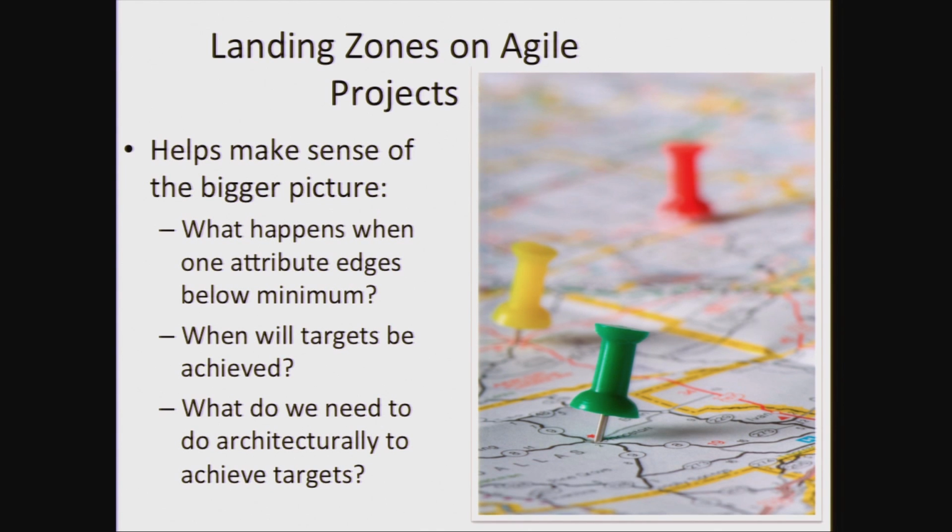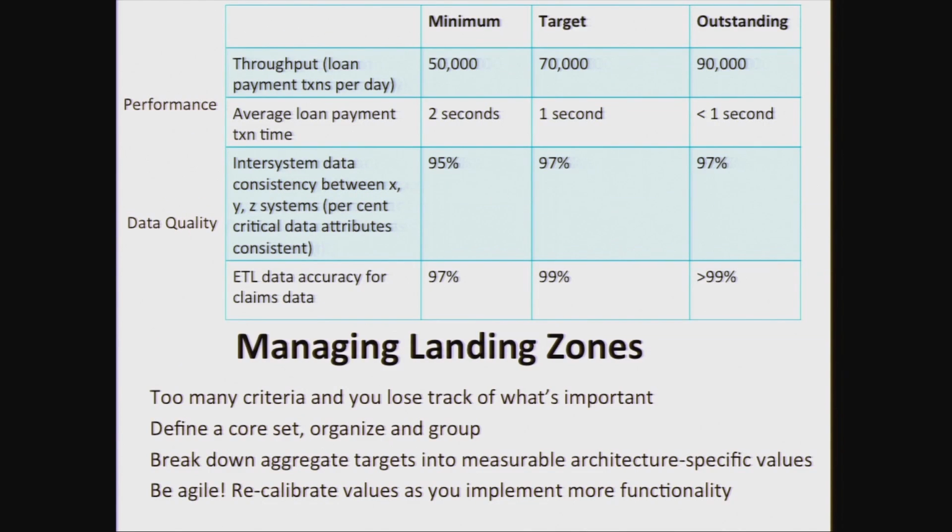And if we're making a trade-off for performance here, we might make a compromise in flexibility. We need to understand when targets are going to be achieved, and what do we need to do architecturally to achieve some of these targets sometimes. So this is just a snippet from a real system that I worked on with a client.